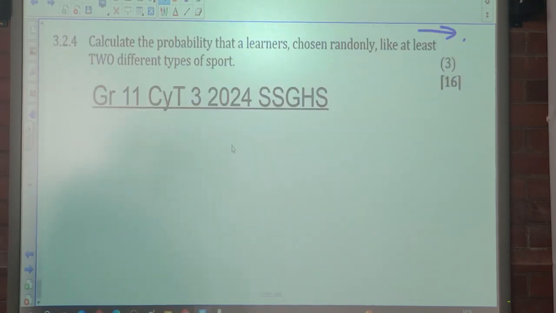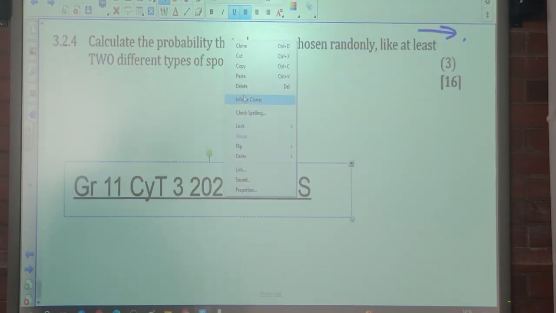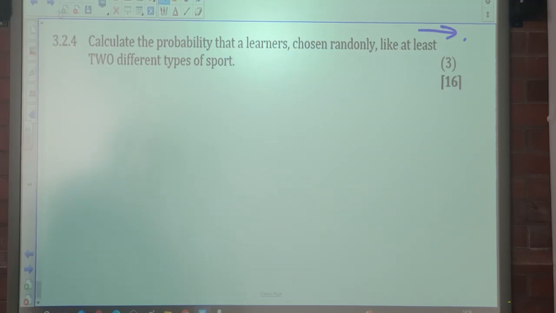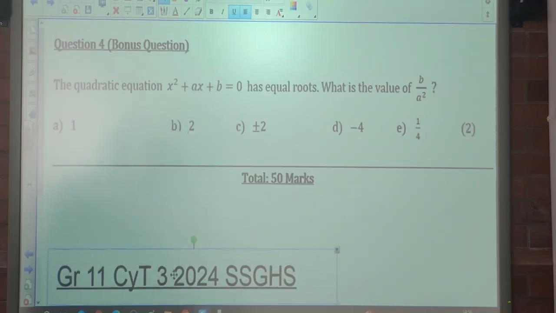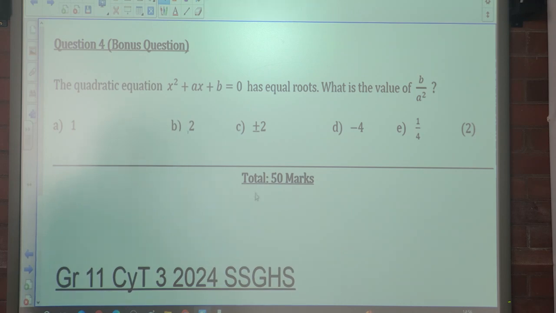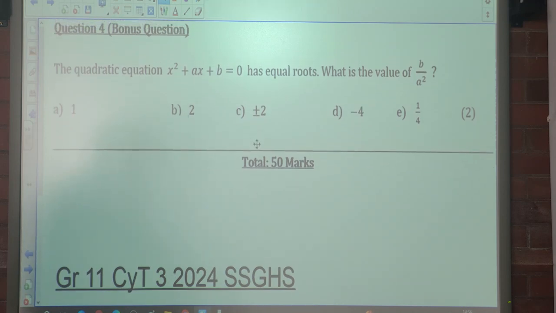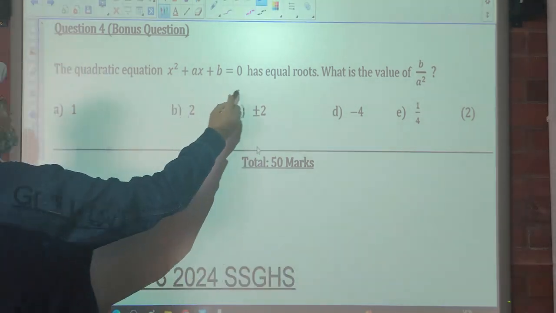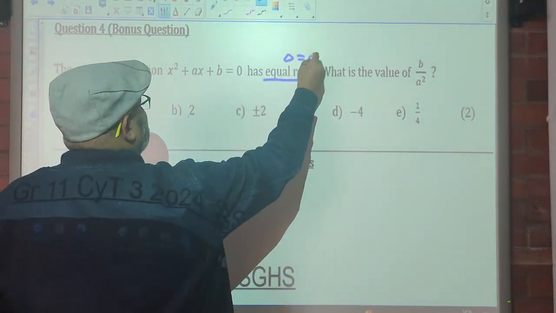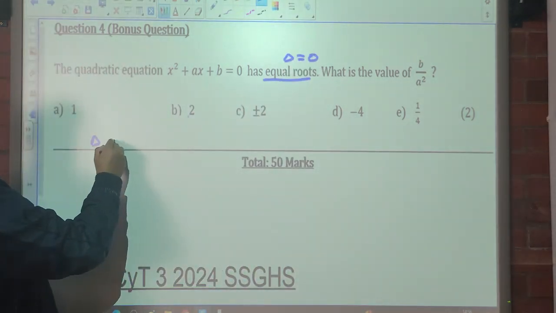Last question. The bonus question. A quadratic equation x squared plus ax plus b is equal to 0 and has equal roots. People, if roots are equal, what do we know? Delta is equal to 0. So what is delta in this case?